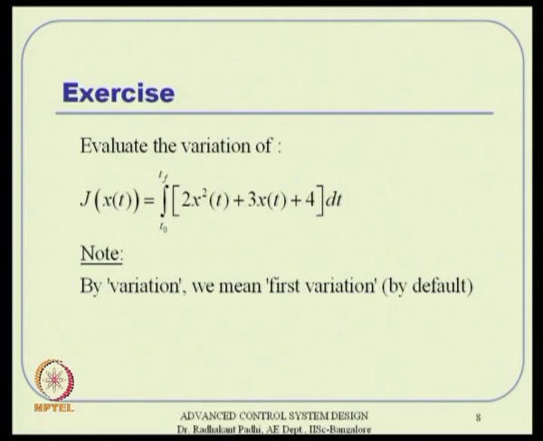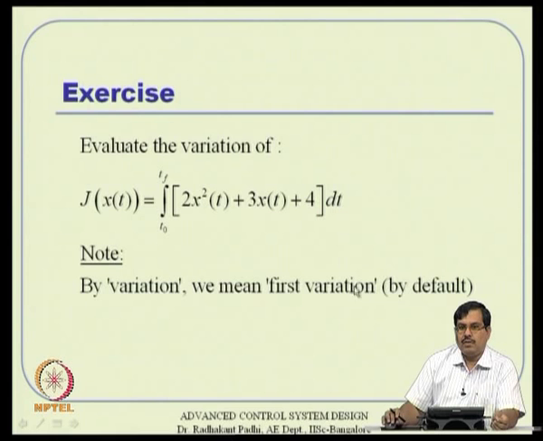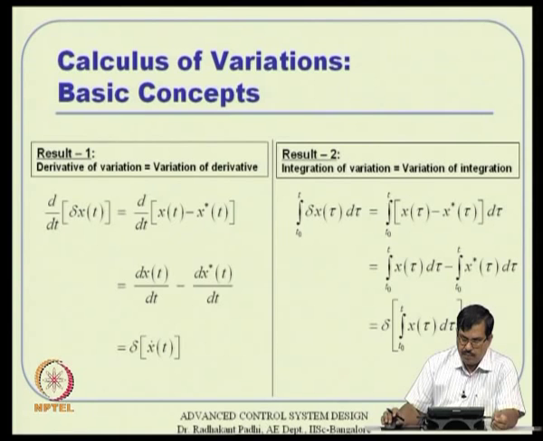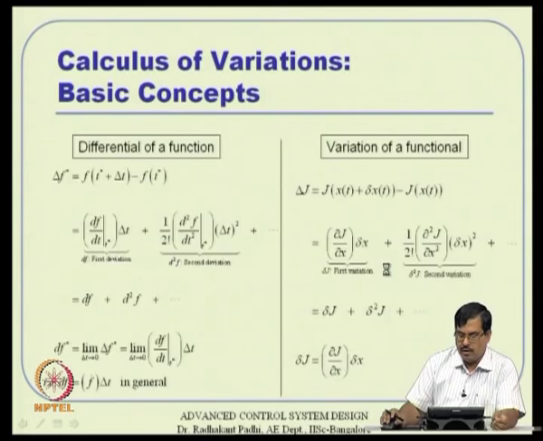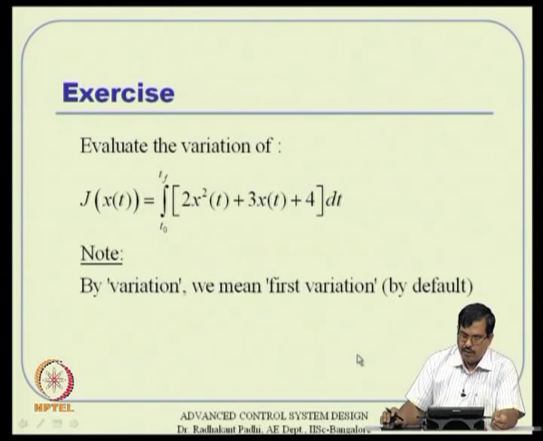Again, we talk about an example to clarify our ideas. Also note that if somebody tells us only variation, by notation we mean first variation. That is by default. So let us calculate the first variation directly from the definition that we talked about here, and then using this result, and see whether it leads to the same conclusion. So this is the example here.